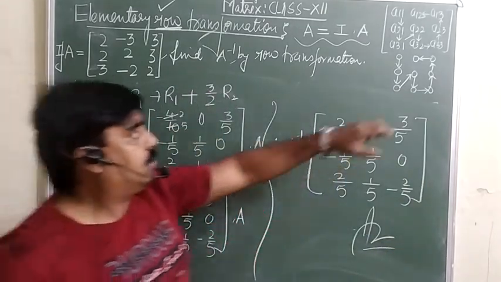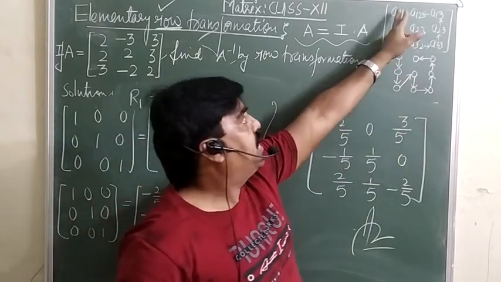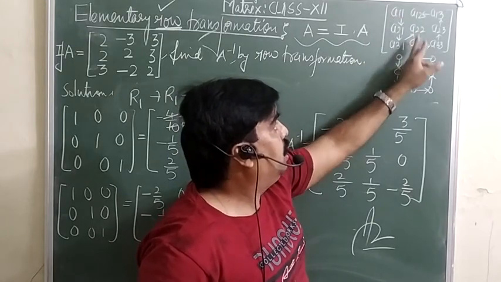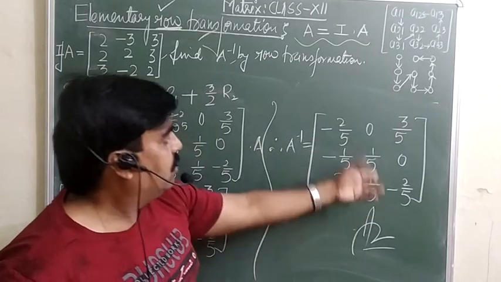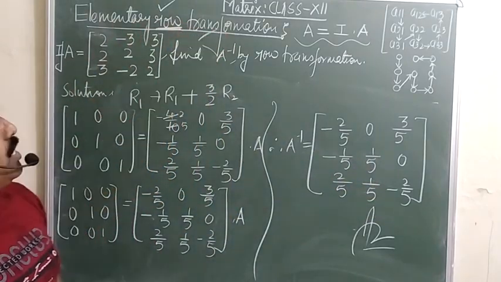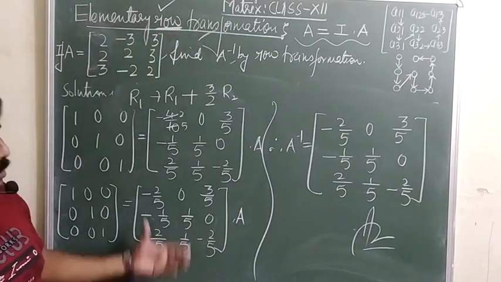If you apply this trick, you are supposed to make it 1, then 0, 0, then here you are supposed to do the operation on individual elements. By using this pattern, you can easily find out the A inverse by the row transformation. In the next video, we will discuss how you can find out the inverse of any matrix by the column transformation. Have a look.